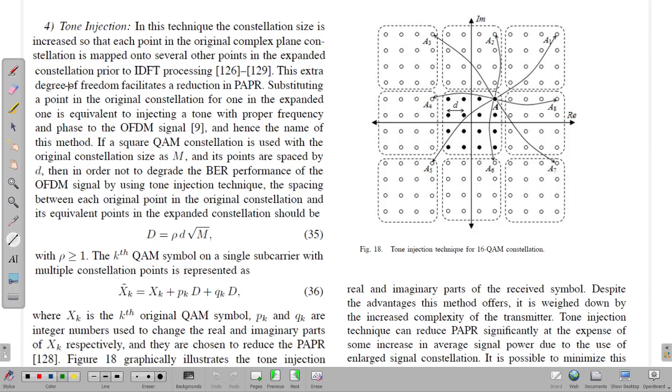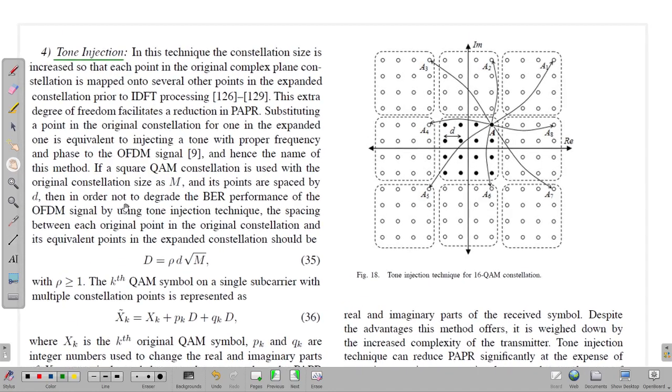First, we are going to learn about the tone injection technique. In this technique, the constellation size is increased so that each point in the original complex plane constellation is mapped onto several other points in the expanded constellation prior to IDFT processing. So what happens is, this was the original constellation. You can see this diagram, figure 18, which shows the tone injection technique for a 16 QAM constellation.